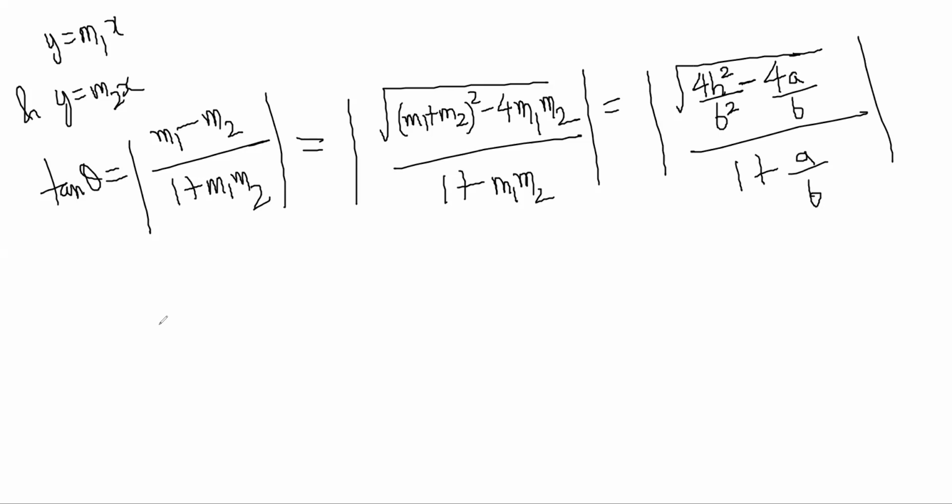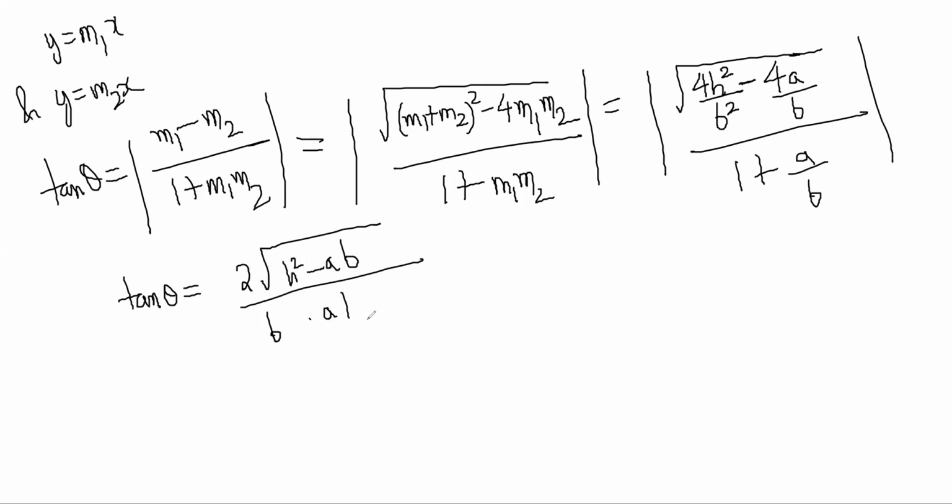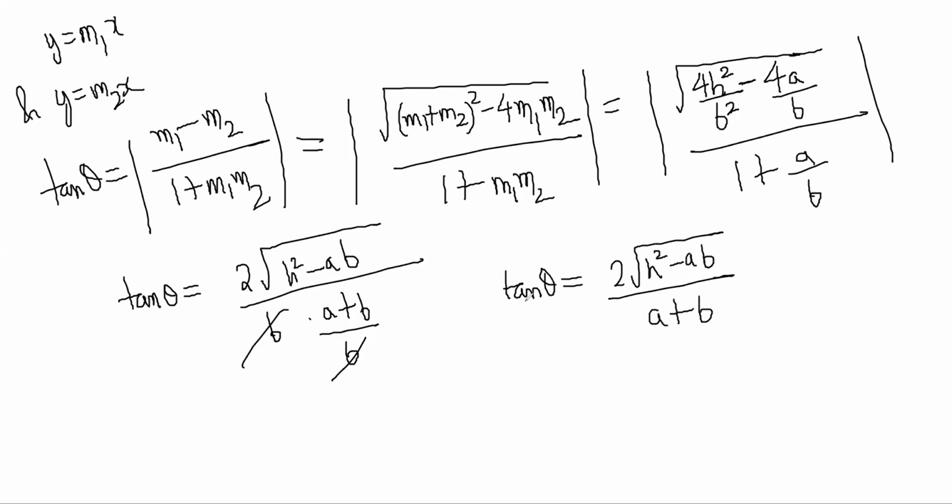So this becomes tan theta equals, 4 comes outside, 2 root of h square minus ab by b square, by a plus b by b. So tan theta comes as 2 root of h square minus ab by a plus b, right? This is the angle between the lines for the pair of straight lines.